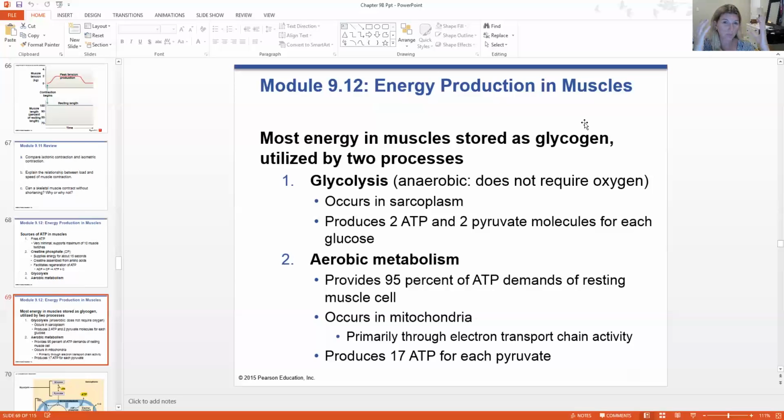Aerobic metabolism gets the majority of the ATP demands for a muscle cell. This happens in the mitochondria. This is mostly due to the electron transport chain, the citric acid cycle, or tricarboxylic acid cycle. It produces about 17 ATP for each pyruvate. So if each glucose gives you 2 pyruvate, you're getting about 35 ATP from 1 glucose molecule.